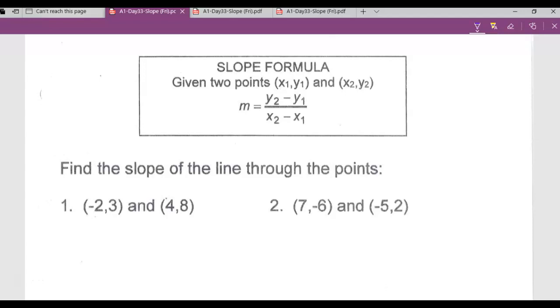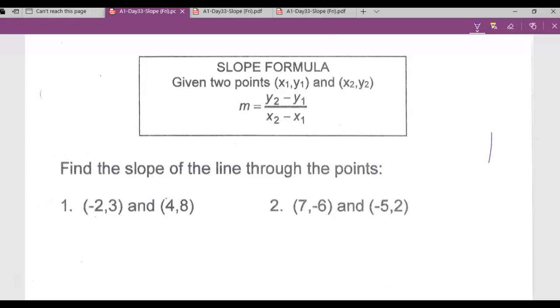All right, today we're going to be reviewing your slope formula that you learned in 7th and 8th grade. We have the general formula for slope when you're given 2 points: m equals y2 minus y1 over x2 minus x1. I believe you've seen this before.